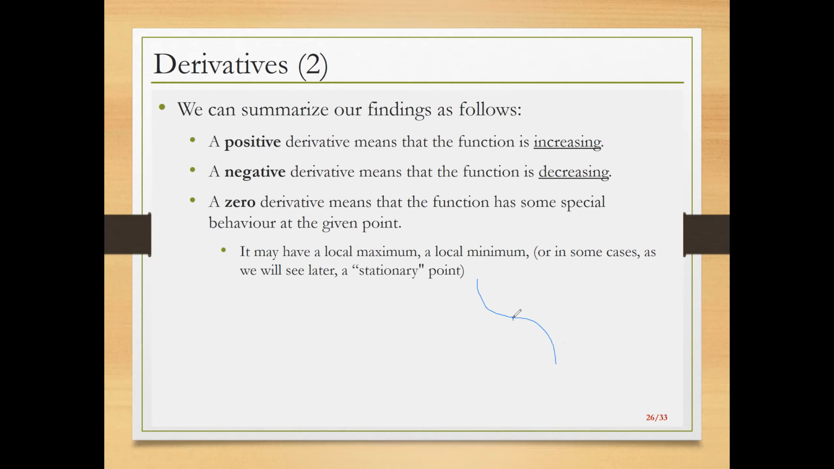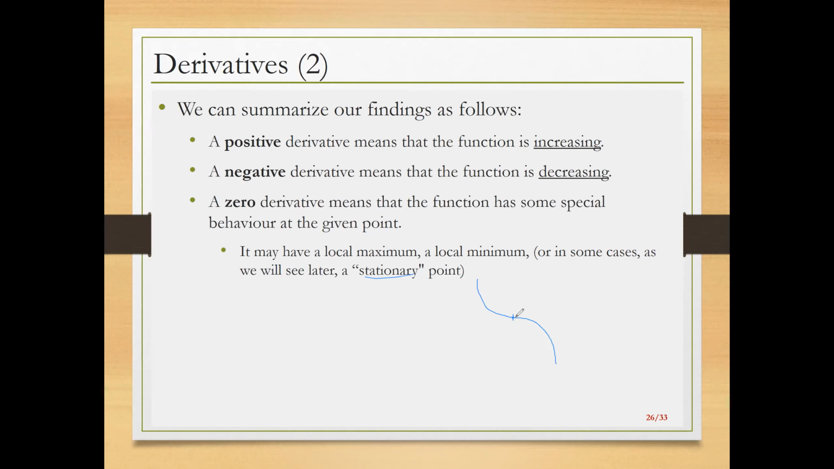Yes. Is it clear? So at this point, we have no idea. We know only that the slope is 0, but a 0 slope doesn't necessarily mean a local minimum or maximum. It could also be something known as a stationary point. So with the first derivative, we know that something special is happening.